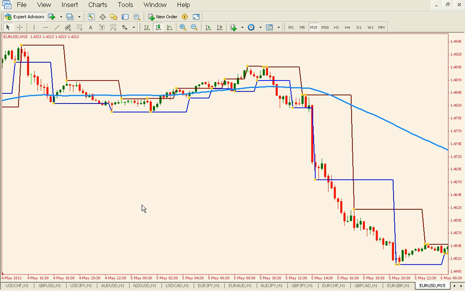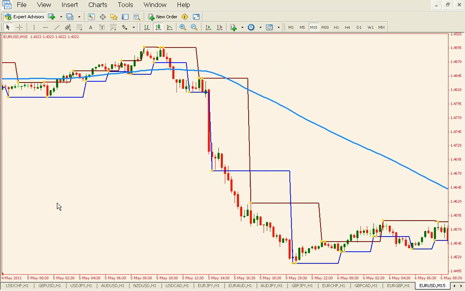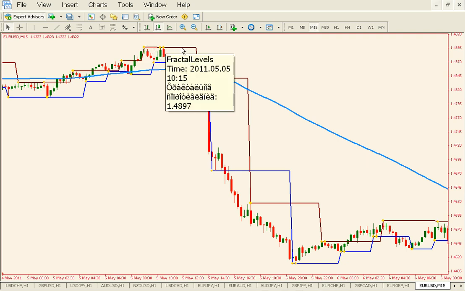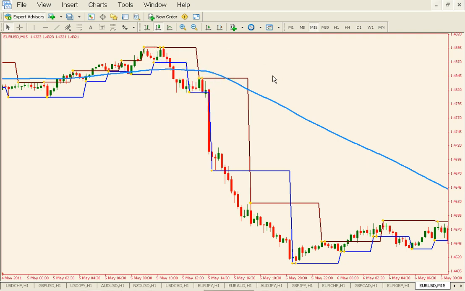He uses fractals and an alligator indicator, the awesome oscillator indicator, and another indicator to determine how he's going to get into the trade. Well, I do it a little different. Your fractals are support and resistance. Okay, fractals are support and resistance. You've got a fractal high and a fractal low.